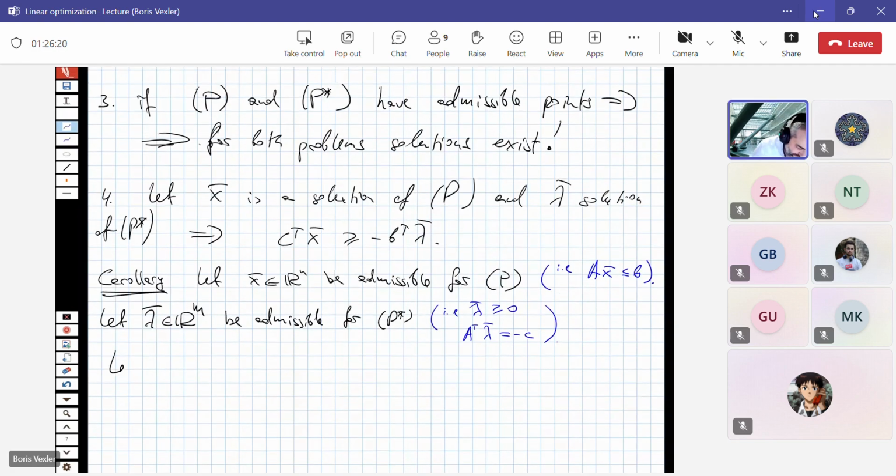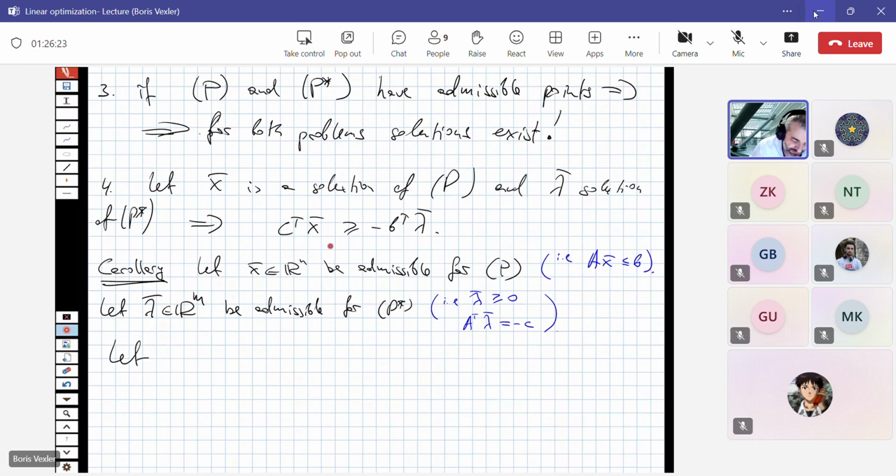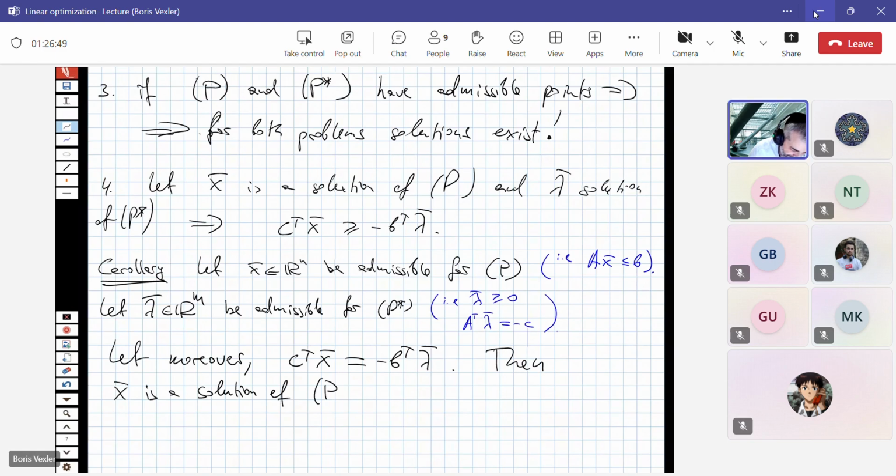And now, okay, we know, of course, in this case that this inequality holds, okay? And let us assume, moreover, that C transpose x bar is equal to minus B transpose lambda bar. Okay. Then, if we have this equality, then x bar is a solution of P and lambda bar is a solution of P star.